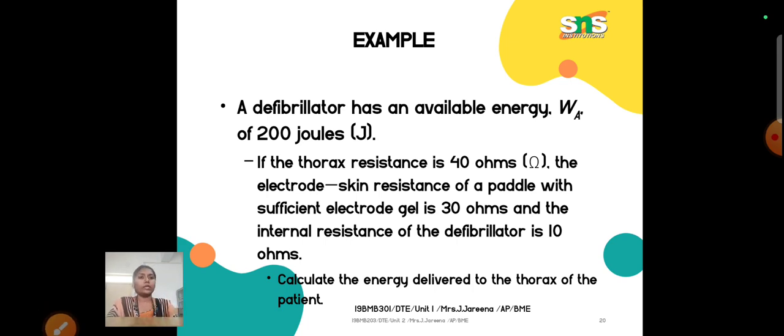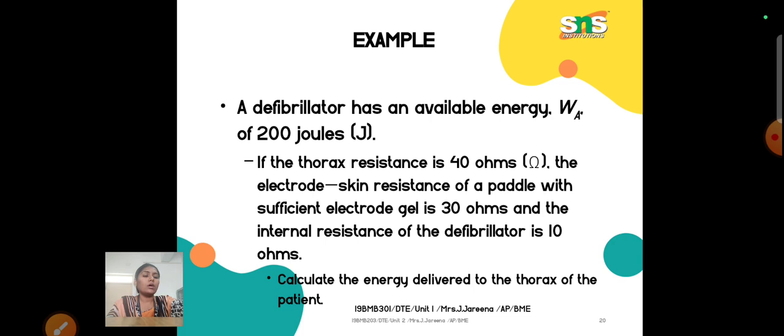Let's see an example related to this. A defibrillator has an available energy Wd of 200 joules. That is the actual value we are setting in the machine. For example, the thorax resistance is 40 ohms, the electrode skin resistance of the paddle, that is the electrode resistance, is 30 ohms, and the internal defibrillator resistance is 10 ohms. In this case, what would be the energy delivered to the patient?